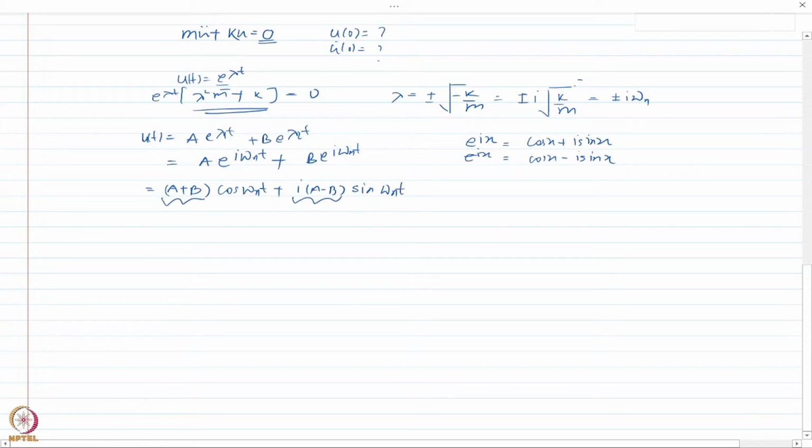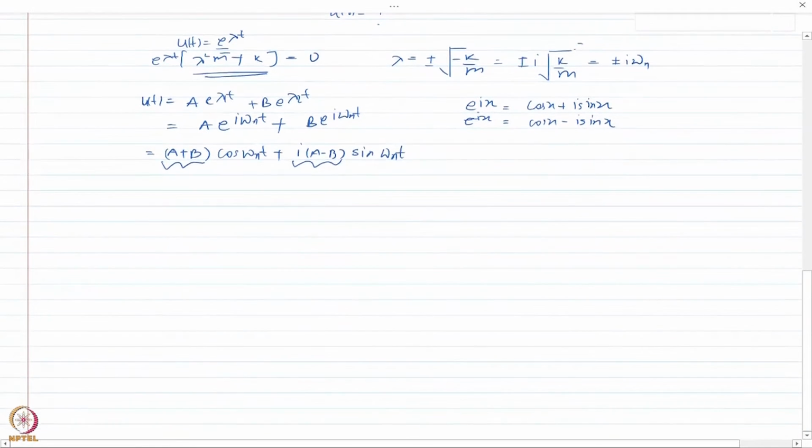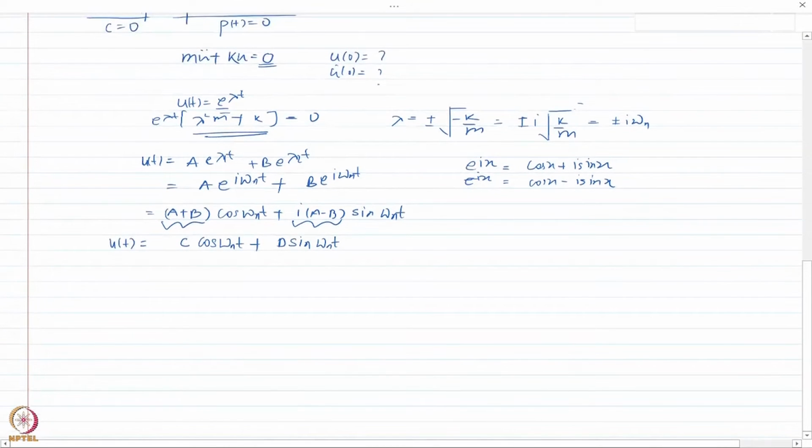can be represented as another constant, the values of which need to be determined to obtain a specific solution of this equation. So I'm going to represent them as another constant, c cos omega n t and then d sin omega n t. All right, so I have obtained the solution to this second order linear homogeneous equation here. Now I have two unknown constants, and that we are going to determine using the provided initial conditions.